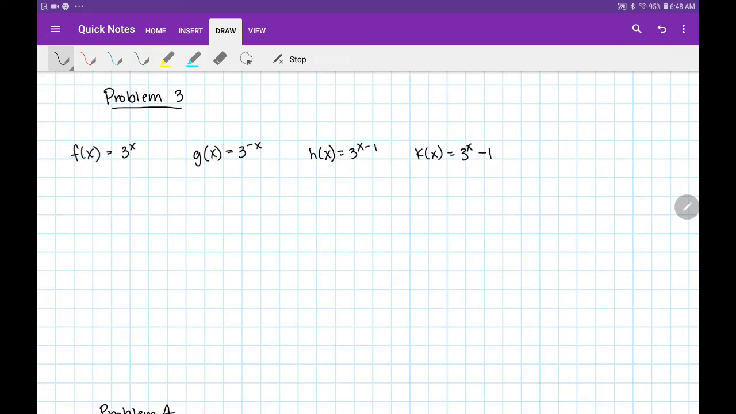All right, let's do problem 3. Problem 3 asks us to match these. So I'm not going to do all of them. I just want to address one, which is G, since we haven't seen it yet. The rest I'm confident you can do on your own. So let's look at letter G. We see something interesting here, which is a negative in our exponent. We haven't seen that before, at least not with graphing.